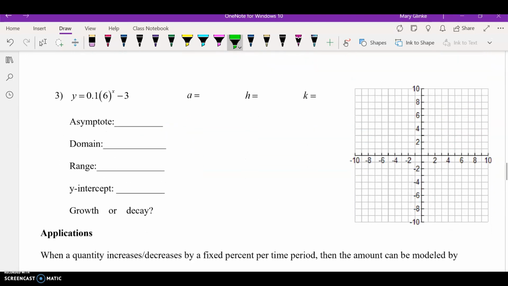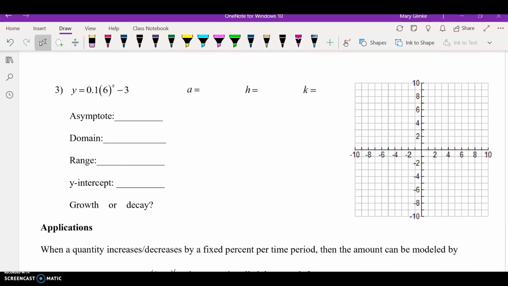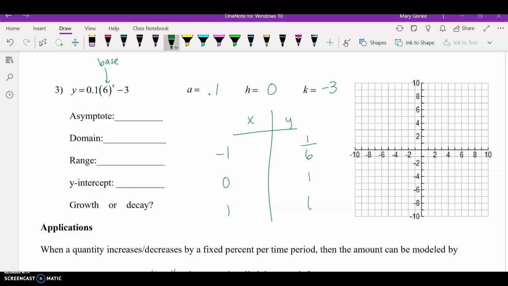So number 3 here, we're just going to set up our table for this one, and then from then on, you can go ahead and try it more individually. Our A value is 0.1, our H value is 0, and our K value is -3. Our base is 6. So when we do -1, 0, and 1 for our X values, our Y values are 1 over your base, 1, and the base.